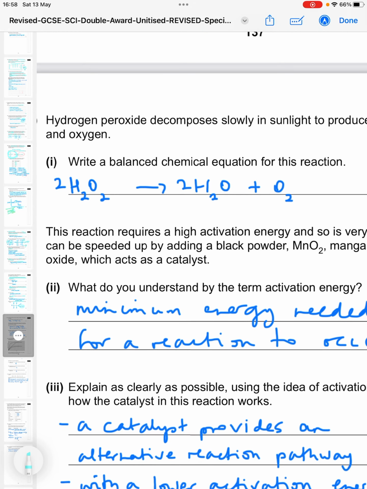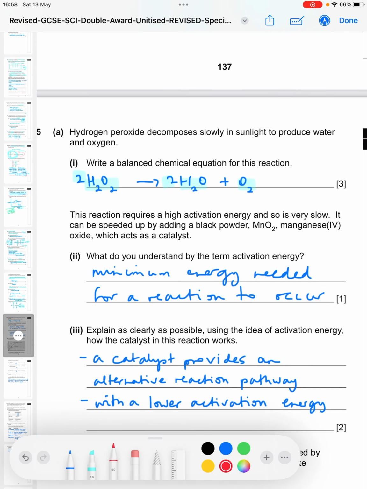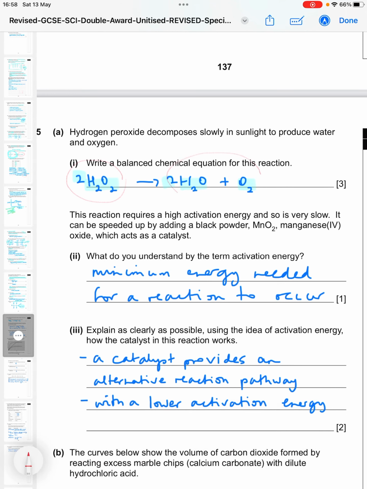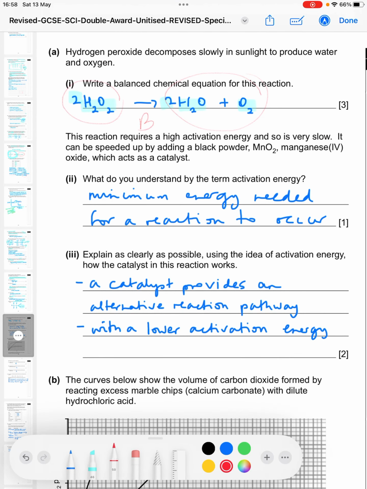Number 5 then, hydrogen peroxide decomposes slowly in sunlight to produce water and oxygen. Write a balanced equation for this reaction. So hydrogen peroxide is H2O2, water is H2O, oxygen is O2. To balance that we need 2 hydrogen peroxide and 2 water. 3 marks for this, and as usual, 1 mark for the left hand side, 1 mark for the right hand side, and 1 mark then for balancing.